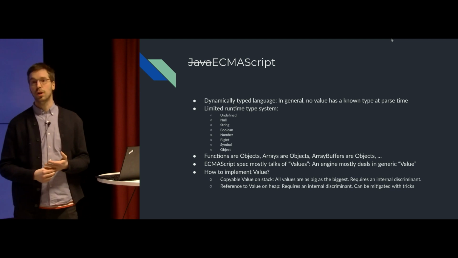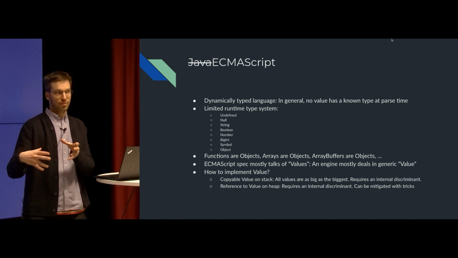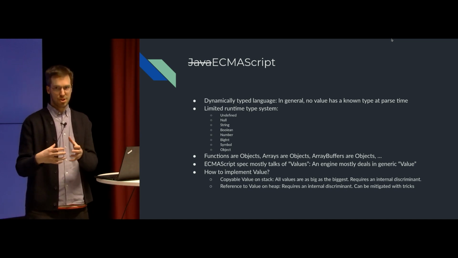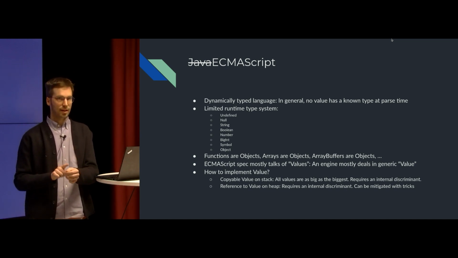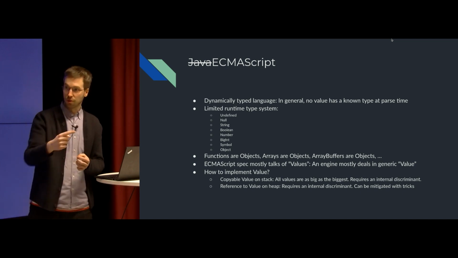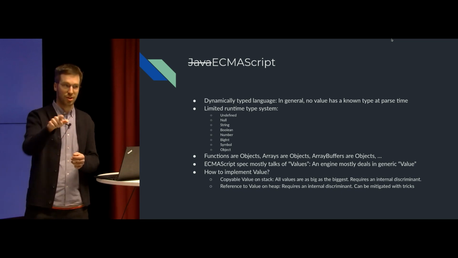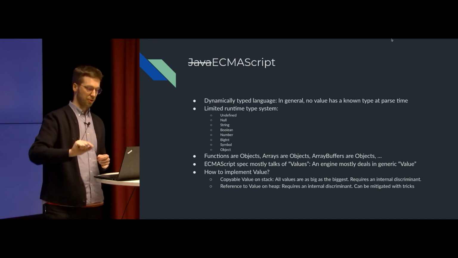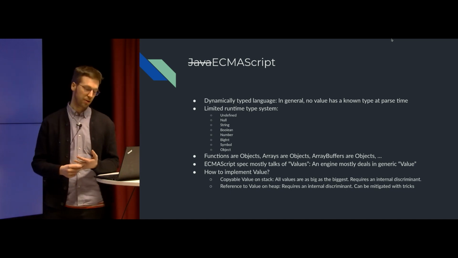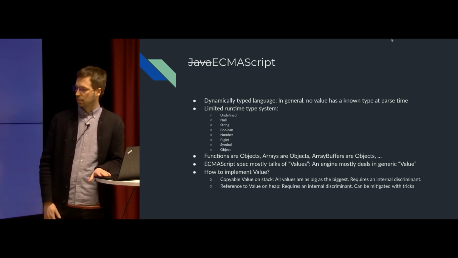Another choice is to have your value be a reference to the heap. So your value is just a pointer, and then the heap is where your data is. Now your pointer can be typed, so its size doesn't change, and well, you still need an internal discriminant there on the heap. You can do some mitigations here, though, to maybe get rid of some of those. But that's another option.